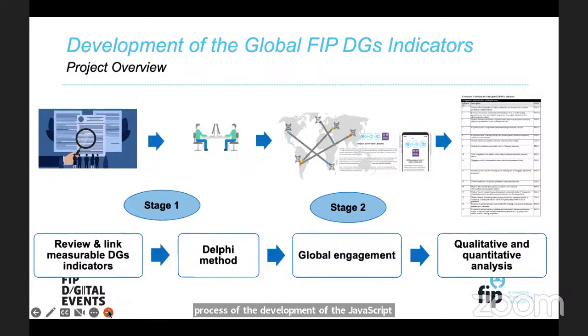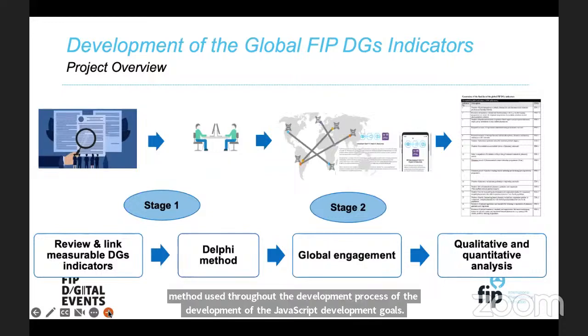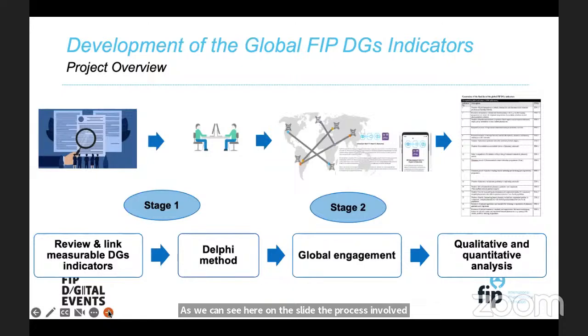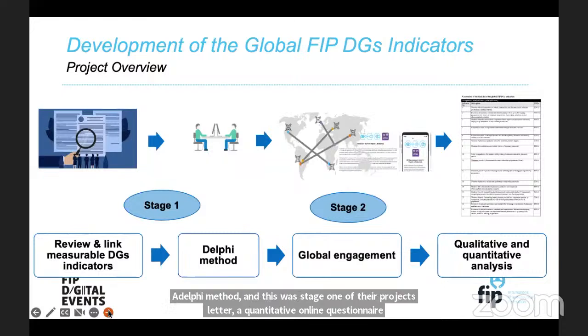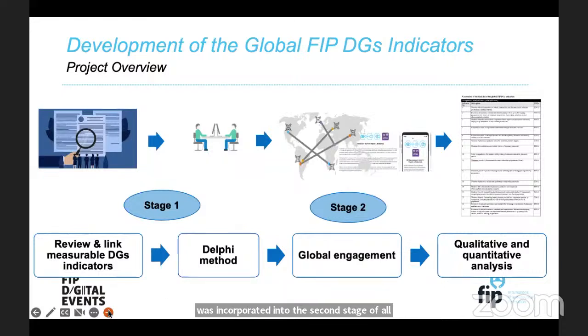As we can see here on the slide, the process involved conducting a series of qualitative research methods, including a desktop literature review, followed by a Delphi method, and this was stage 1 of the project. Later, a quantitative online questionnaire was incorporated into the second stage, or the global engagement stage. And I think many of today's attendees are familiar with this questionnaire image presented here on the slide and answered this questionnaire. So I would like to thank you all for your valuable contribution.